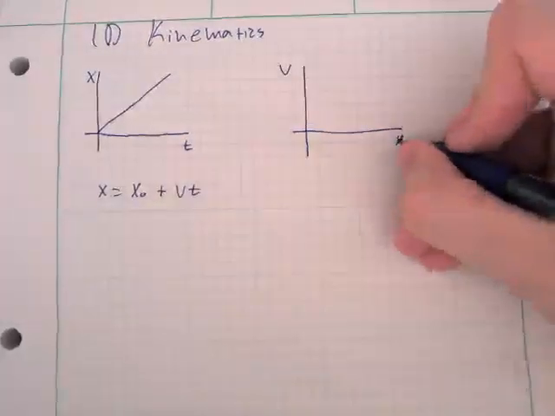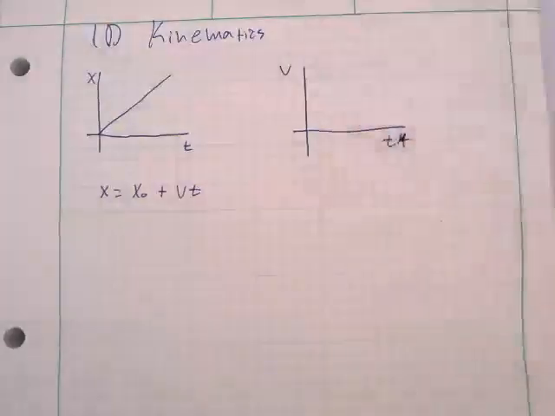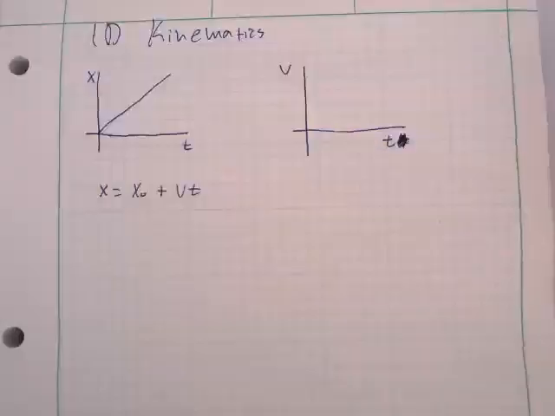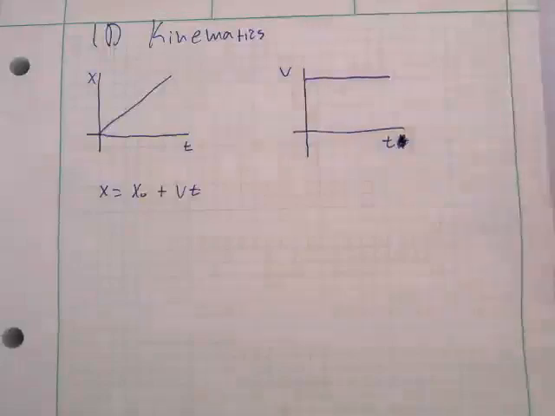Oops, this should be t, not 4. There we go. So if I have velocity as a function of time, in this case, what do I end up with? What does my velocity as a function of time look like for someone moving at a constant speed over the course of this trip? It will just simply look like this, just a nice straight horizontal line, right?